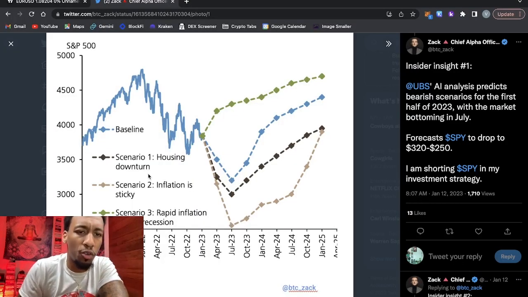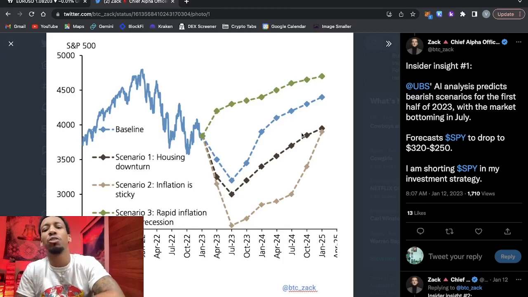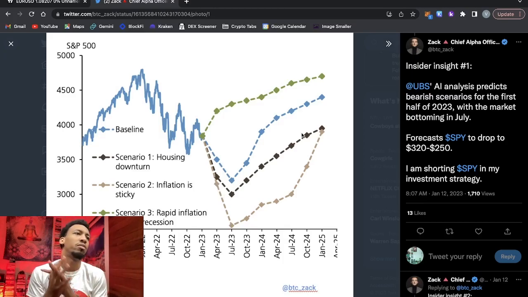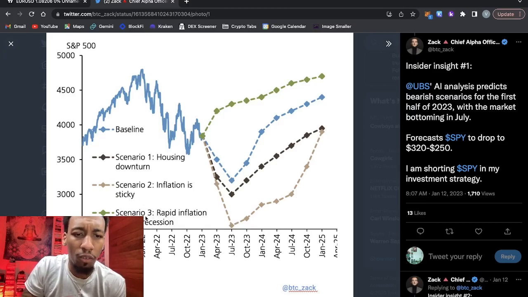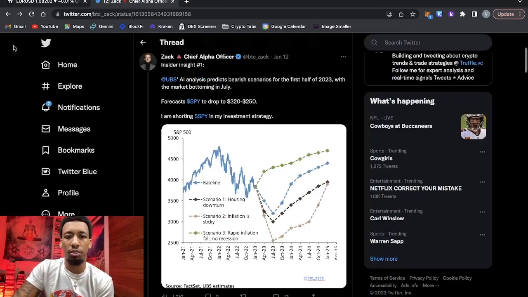Okay, so we have scenarios. The baseline scenario is the most likely scenario, so they have it bottoming in July. Scenario two, they're saying inflation is sticky, it's a little harder to get under control. We did just have our third month of disinflation, meaning that inflation has been consecutively going down. I do think we topped off with inflation. But another thing you got to keep in mind is the CPI doesn't factor in the real inflation. And then we have scenario three, which is rapid inflation with no recession, and that's really unlikely. Most of the time when inflation's rampant and they have to get it under control, there's always a recession after.